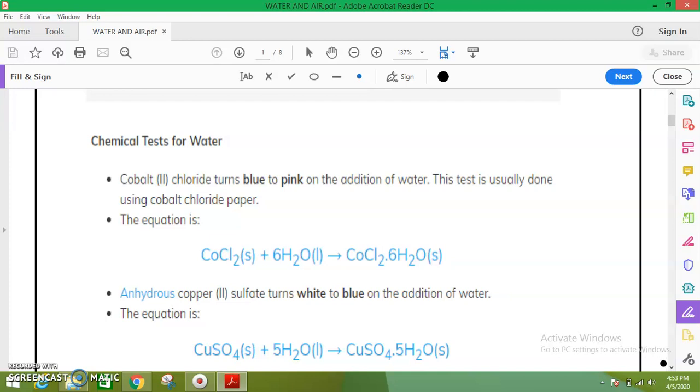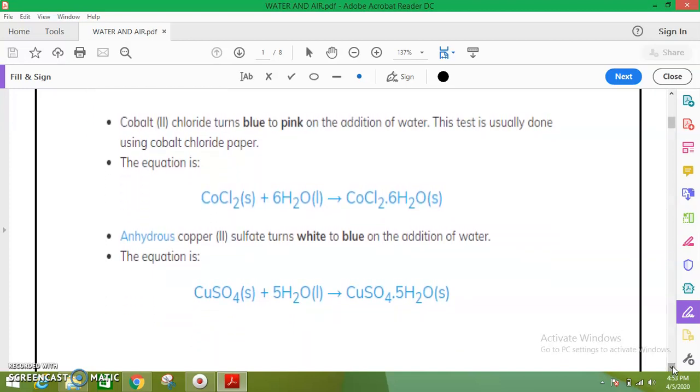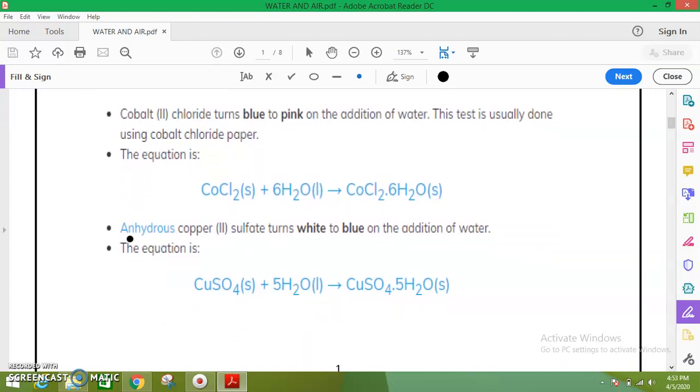Second example is copper sulfate. So here it is written anhydrous copper sulfate. First I want to explain what anhydrous is. It means without water. If it is written hydrated, then we call it with water. So this is the difference between anhydrous and hydrated. Anhydrous means without water molecules and hydrated means with water molecules.